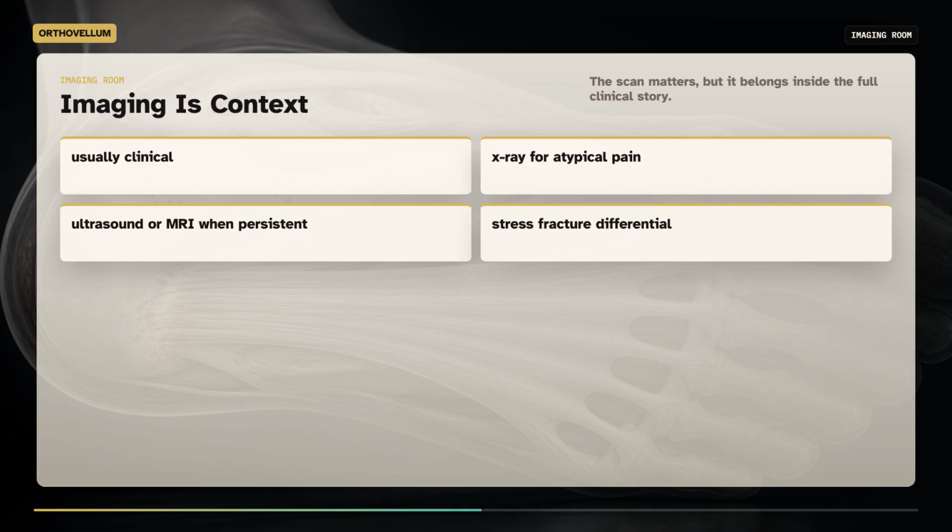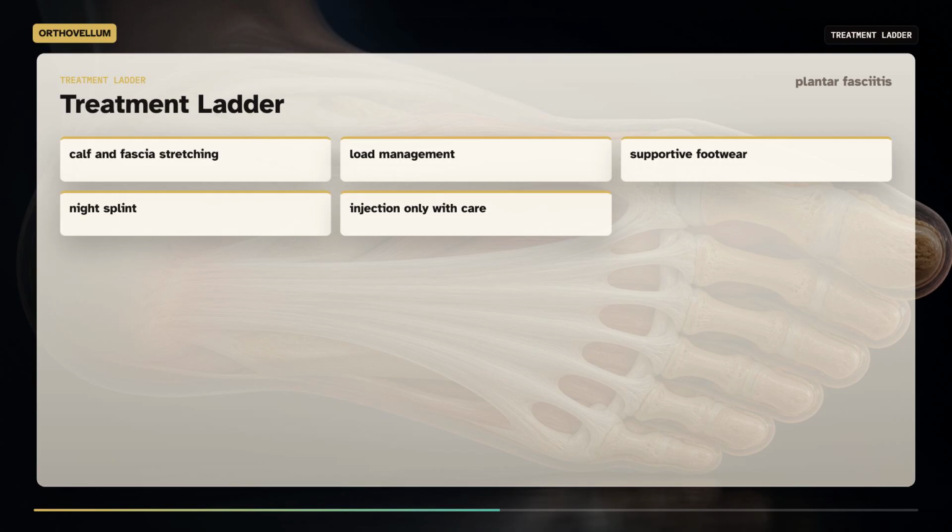A useful image question is: did this picture reveal the diagnosis, confirm the severity, exclude danger, or help plan treatment? Treatment is a ladder, not a reflex. For plantar fasciitis, the practical ladder is calf and fascia stretching, load management, supportive footwear, night splint, injection only with care. The first steps usually try to calm the painful system and rebuild capacity. That means load management, targeted strengthening, mobility when appropriate, and clear expectations.